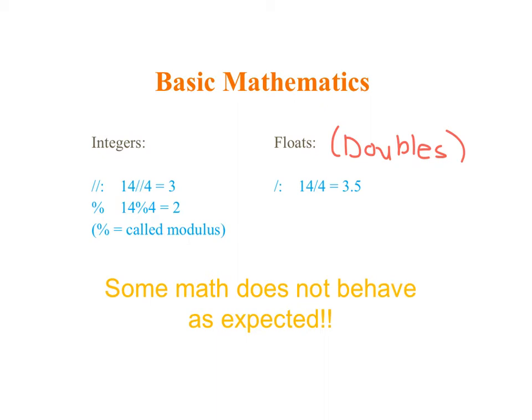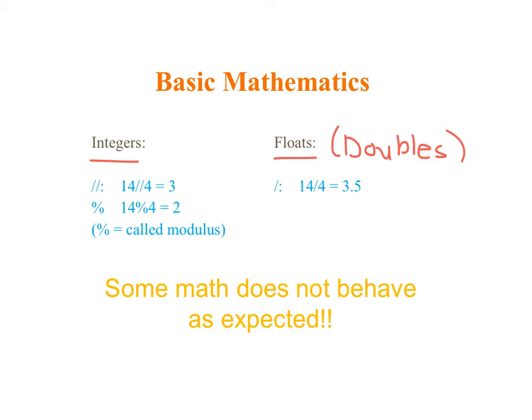Now, while some math works exactly as you expect, other math does not. One area where math is a little bit tricky in computer science deals with division. Here you'll notice that integer division and float or double division work differently depending on the type of numbers that you have.